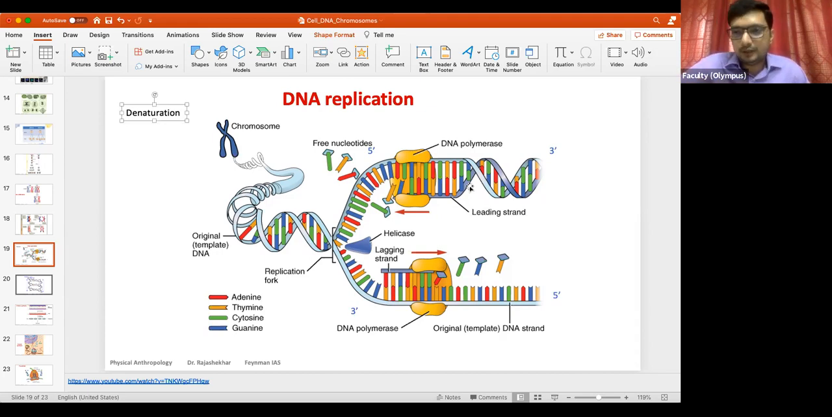So PCR is an example under that. That's a core idea in molecular anthropology.